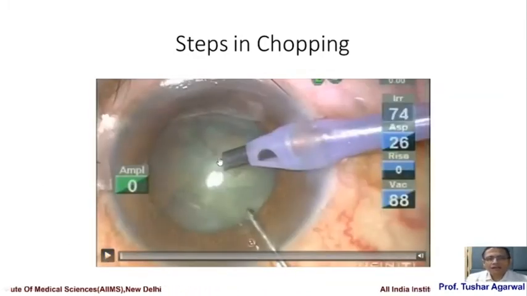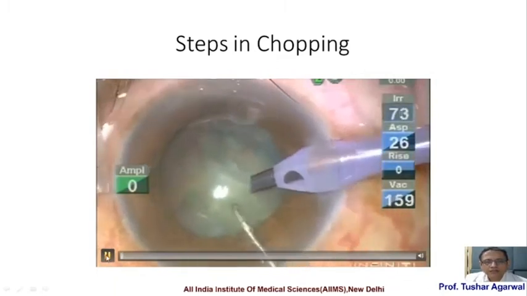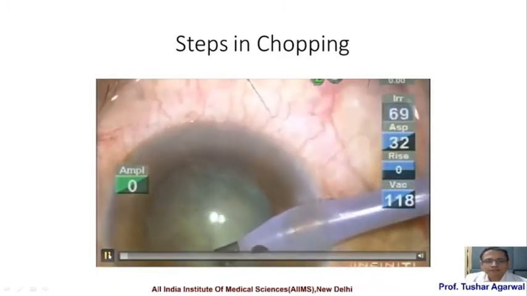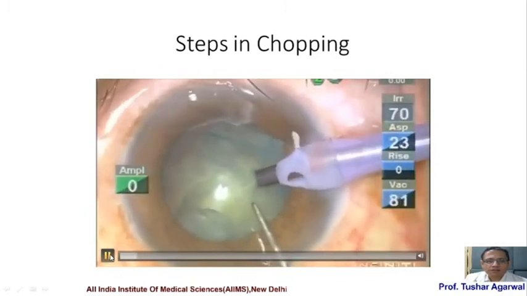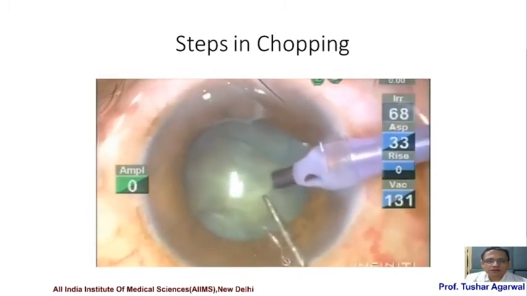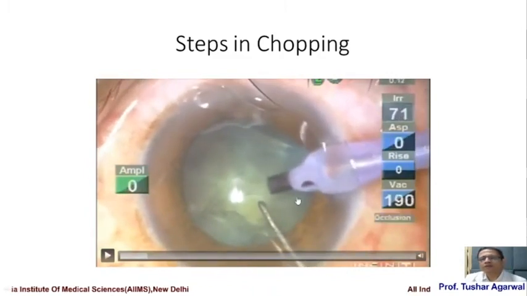So you'll have to see multiple things in this. This is the vacuum setting, which will show how much vacuum is being applied, and this is the phaco setting. This is one of the older machines. So you see the first step in chopping is to give vacuum. There is no phaco here, you are just giving vacuum.